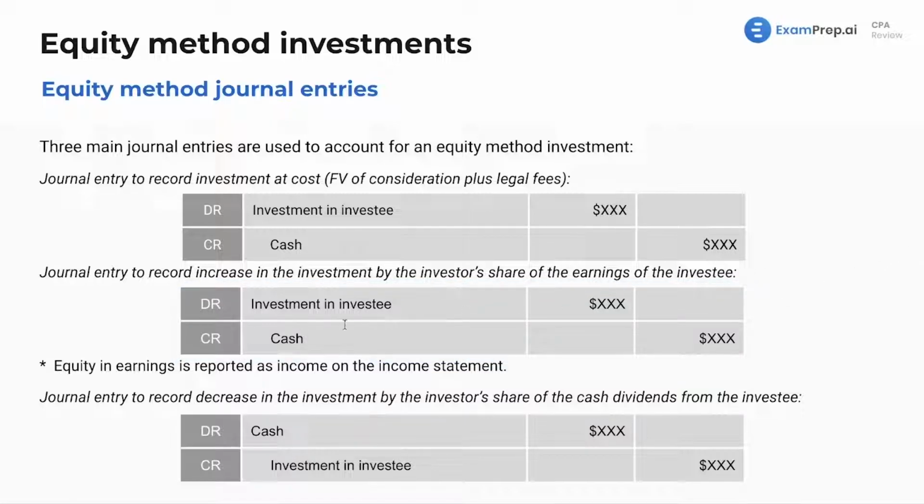So when you record an increase in investment by the investor's share of earnings, right, we're going to increase, like we saw before. So let's say you own 30%, they make $100,000 of net income. This is going to be a debit to investment in investee of $30,000, credit to cash of $30,000.